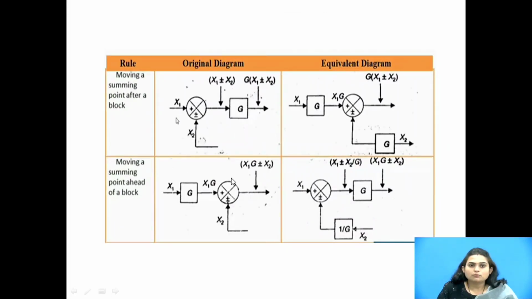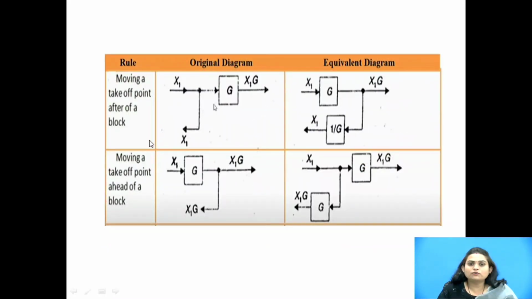Third rule, moving a summing point after a block. There is a summing point in the block diagram. If we want to move this summing point after this block G, then we have to add the G block in this signal. So this is the equivalent diagram for shifting a summing point after a block. Similarly, when we shift a summing point ahead of a block, we have to add the reciprocal of the block from which we shift the summing point.